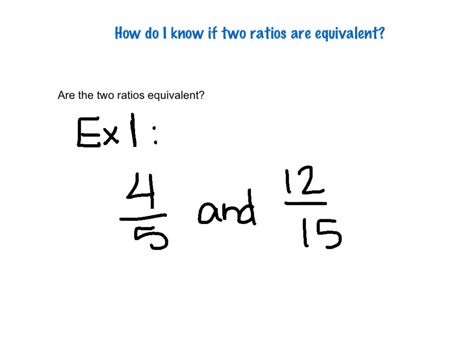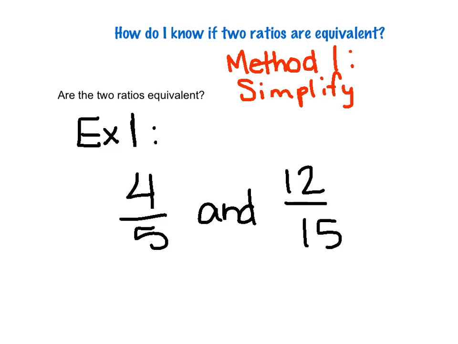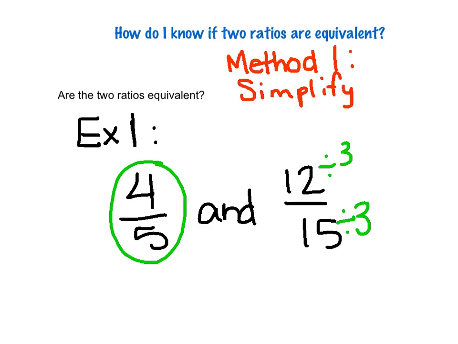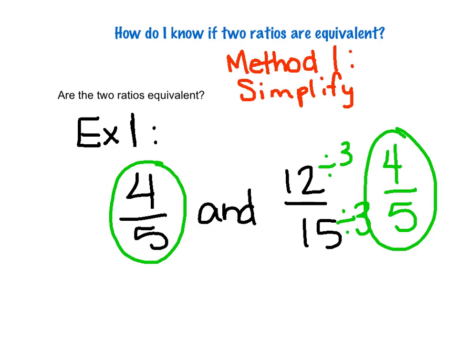How do I know if two ratios are equivalent? Well, two ratios are equivalent if they are simplified down to lowest terms. They are going to be equal. So let's take a look here. 4 fifths cannot be simplified, so I'm just going to circle that one. But 12 fifteenths can be simplified. 3 can go into 12 and 3 can go into 15. So down to simplified form, we're going to have 4 fifths. Well, 4 fifths is equal to 4 fifths, so yes, these two ratios are equivalent.